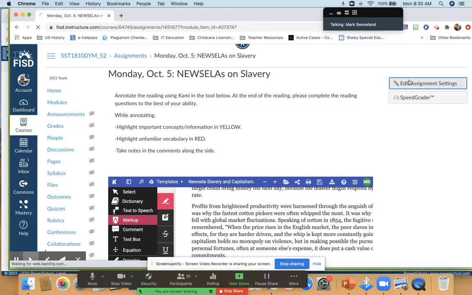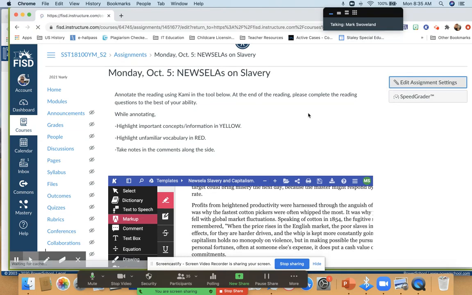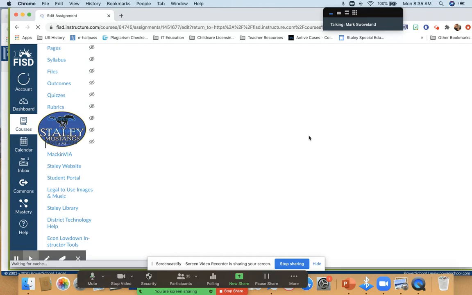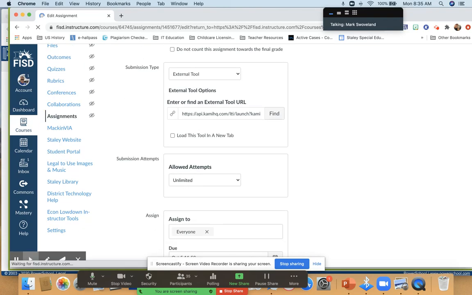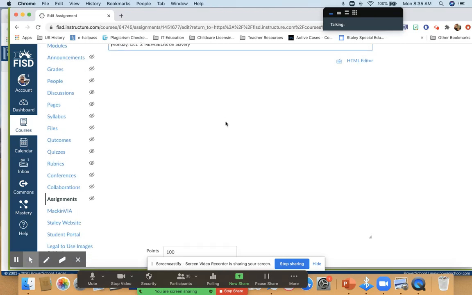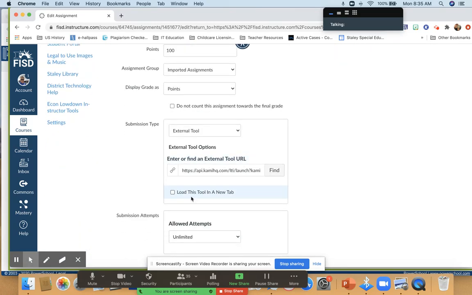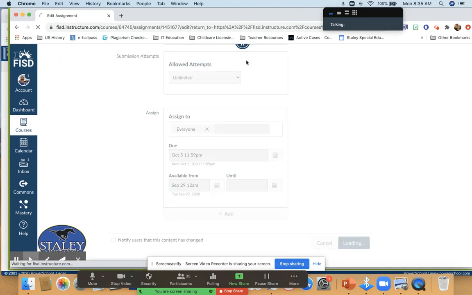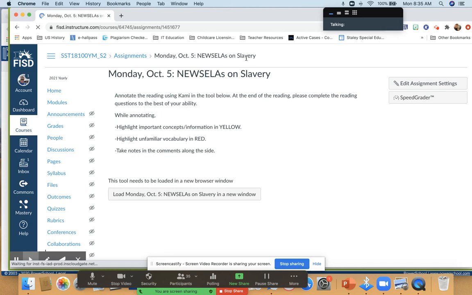You know what? I'm going to change one thing on this really quickly so that everybody can actually open it in a new window because it's a little bit easier to use that way. So bear with me just a second. Okay, so now you should have it so it can open in a new window.